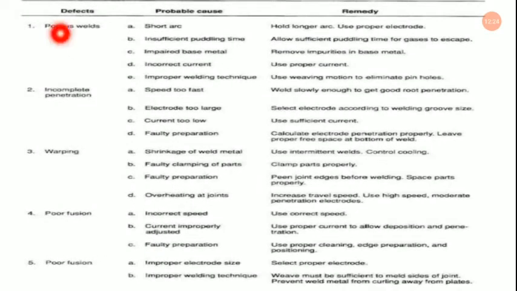Now defects: porous weld. Probable cause is short arc, insufficient padding time, impaired base metal, incorrect current, improper welding technique, speed too fast.